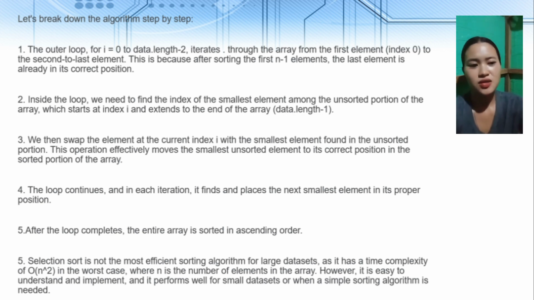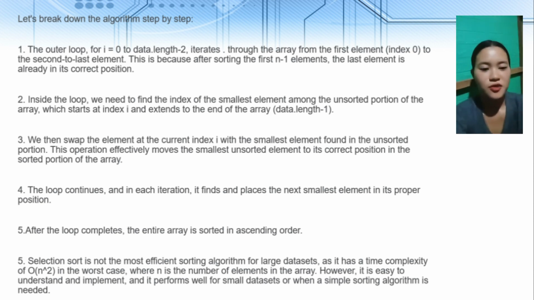However, it is easy to understand and implement, and it performs well for small datasets or when a simple sorting algorithm is needed. The provided code is an implementation of the selection sort algorithm in Java. Selection sort is a simple sorting algorithm that repeatedly selects the smallest or largest, depending on the sorting order, element from the unsorted portion of the array and moves it to its correct position in the sorted portion.